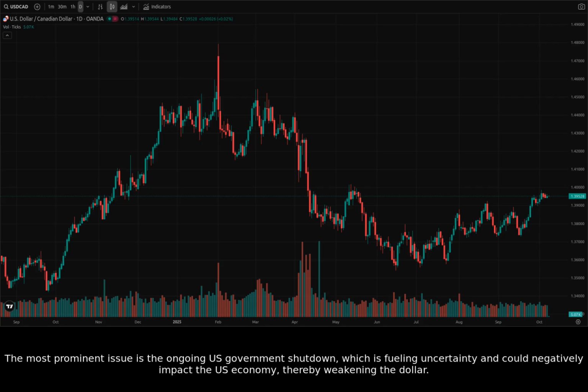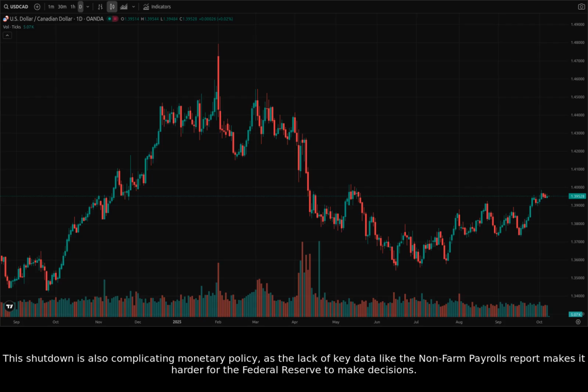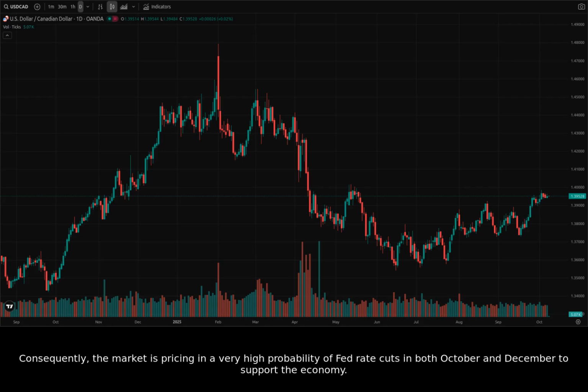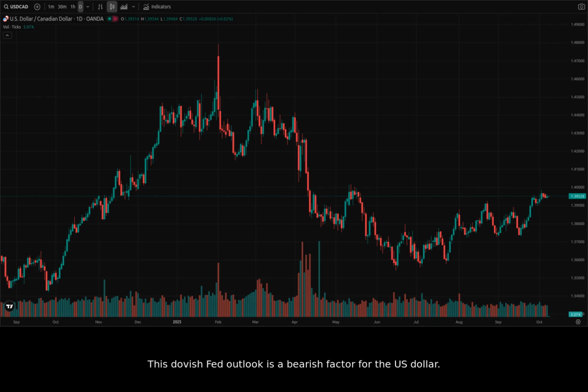The most prominent issue is the ongoing U.S. government shutdown, which is fueling uncertainty and could negatively impact the U.S. economy, thereby weakening the dollar. This shutdown is also complicating monetary policy, as the lack of key data like the non-farm payrolls report makes it harder for the Federal Reserve to make decisions. Consequently, the market is pricing in a very high probability of Fed rate cuts in both October and December to support the economy. This dovish Fed outlook is a bearish factor for the US dollar.